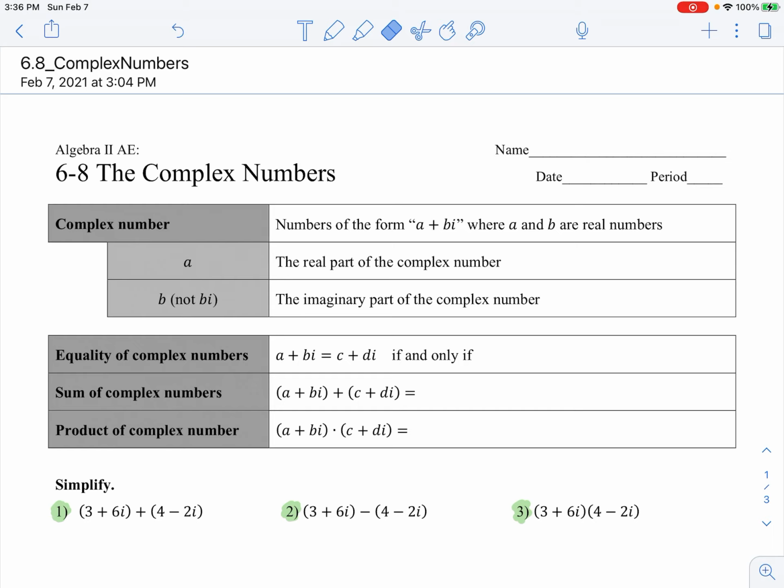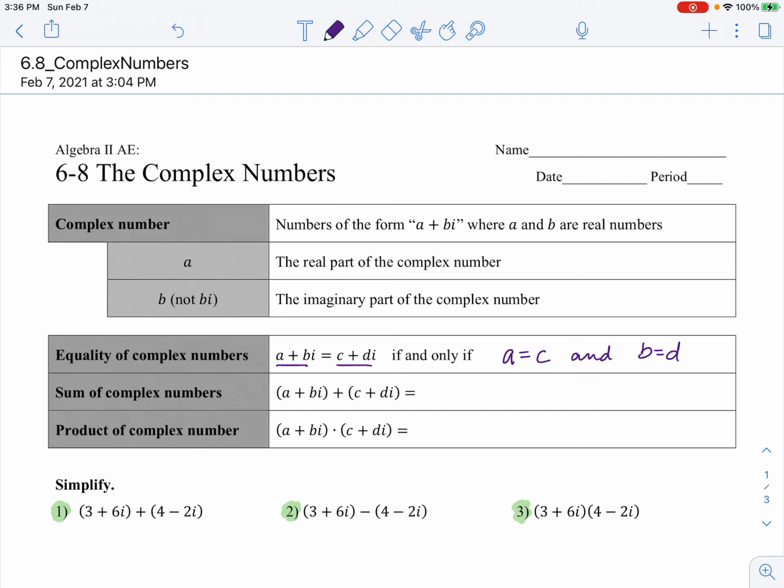All right, now a few things about these. So we have equality here. We can set two complex numbers equal to each other, and this is true. So here I have a plus bi and c plus di. Our real part needs to be the same, and our imaginary part needs to also be the same.